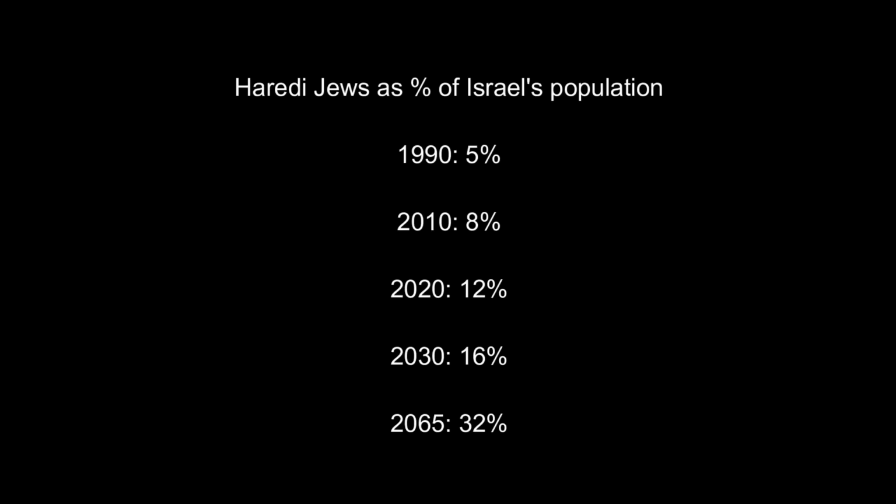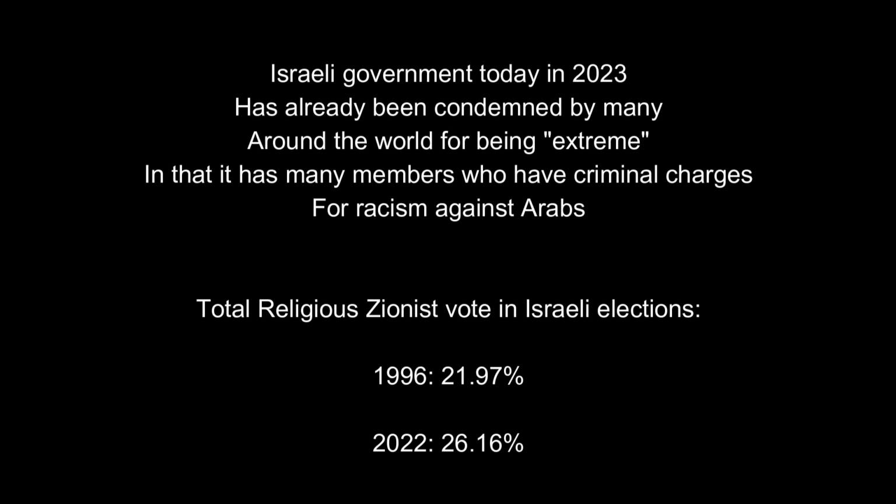So just to give you an idea in regard to this, in 1990, the figure of Haredi Jews, so this is Orthodox Jews within Israel, they were at 5%. By 2010, it had risen to 8%. By 2020, it had risen to 12%. And it's estimated that by 2065, 32% of Israel's population will be Haredi Jews, which means that the politics of Israel will shift further and further towards the religious right within Israel.